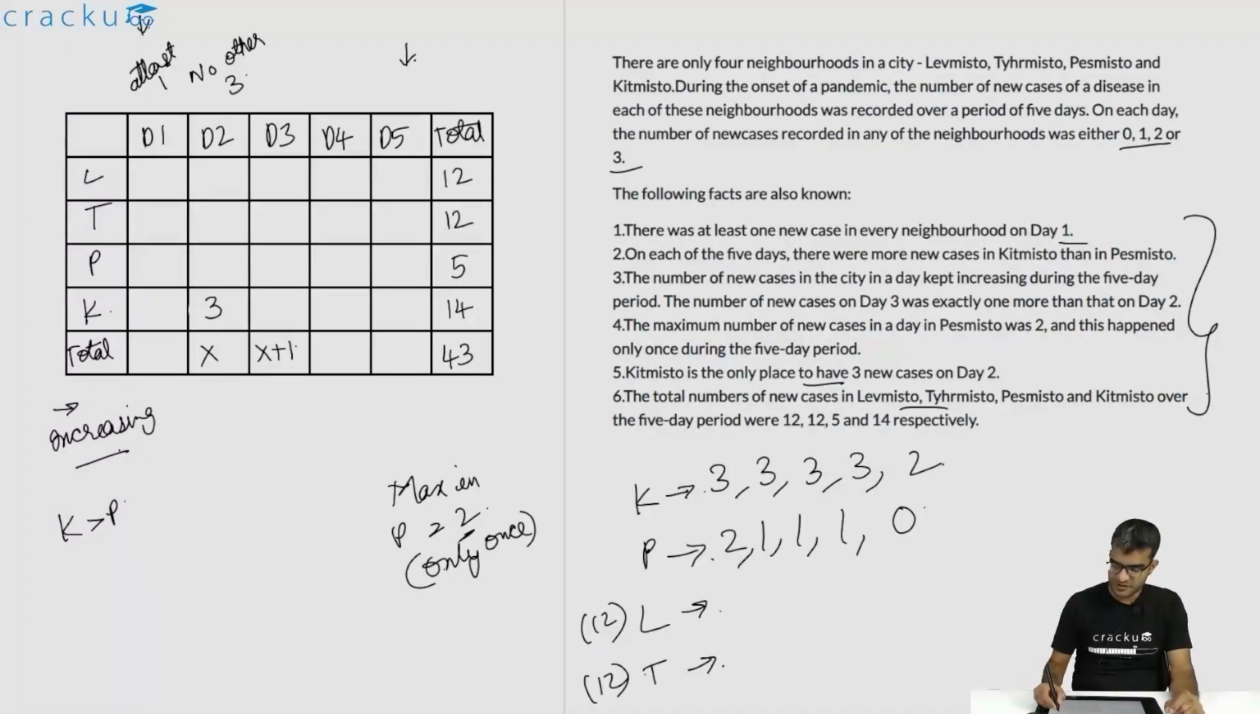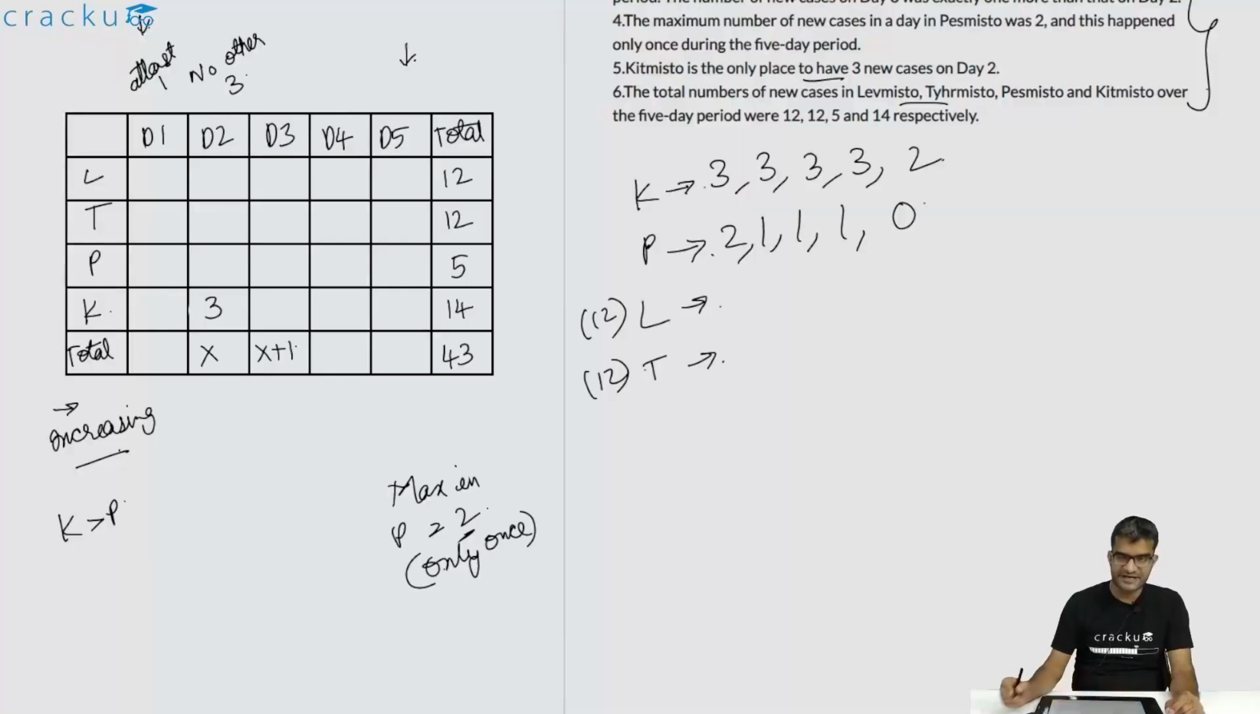The smallest possible, because all of them is at least equal to 1, we can assume that all of them are 1, 1, 1 and 1. So the total will be minimum 4. But then you will remember that the number of cases in K is always greater than the number of cases in P. So if you are having 1, 1, 1 and 2, the minimum possible on day 1 is 5.